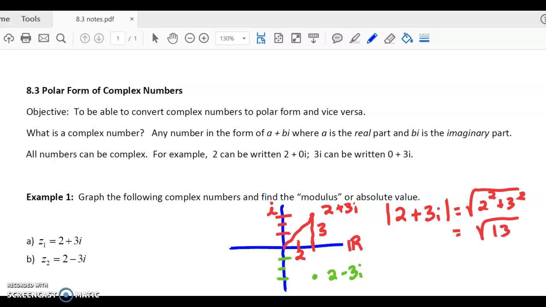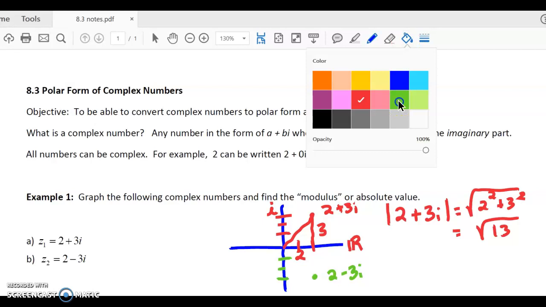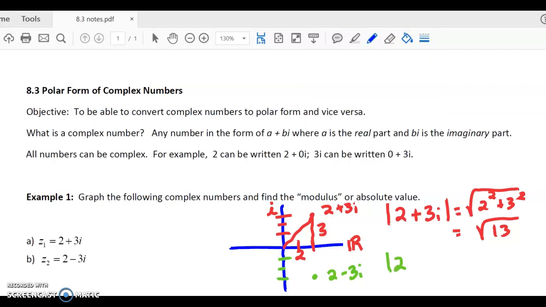What would be the absolute value of 2 minus 3i? Hopefully you understand the absolute value. It's actually going to be the same exact answer, because from 0 you're still moving to the right 2 and moving a distance of 3 down. And remember, distance is always positive, so 2 and 3 are what we're going to use in the Pythagorean theorem.